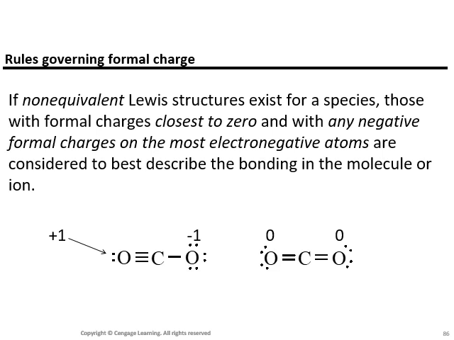On the left-hand side, the O on the far left would be 6 minus 2 is 4, 4 minus 3 is plus 1. For the carbon, we would have 4 minus 0 minus half of 8, which is 4 minus 4, which is 0. And for the O on the right, we have 6 minus 6 is 0, and 0 minus half of 2 is 0 minus 1, which is minus 1. Next slide. So the one on the right will be more stable by far. Next slide.